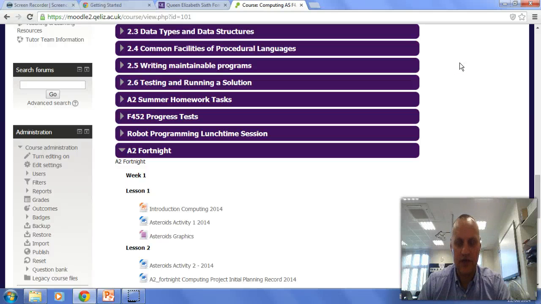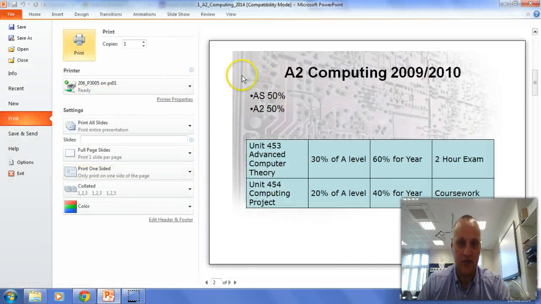This is an introduction to A2 computing for 2014-15. First of all, you can look at the PowerPoint yourself by navigating to the F452 room in Moodle, where you'll see a tab, A2 Fortnight, and then open up the PowerPoint which will introduce the course. I'll just take you through that now.